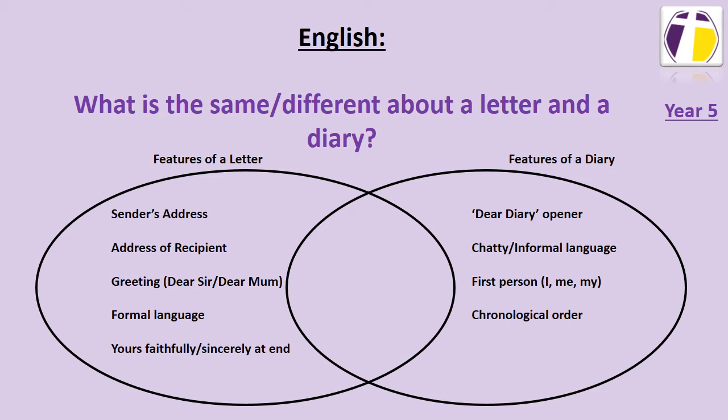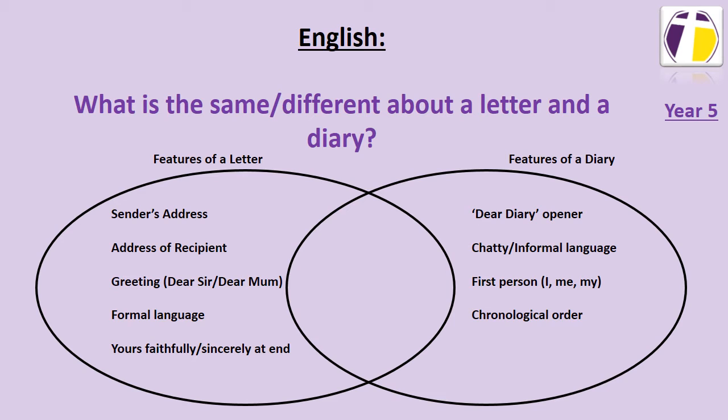As you're writing to yourself, you will also always be writing in the first person using I, me, or my. You can write in the first person for a letter, or you can also write in the second person for a letter. So there are different choices about when you write a letter, but you always use the first person when you're writing a diary. So that's why that's in there on the right-hand side.